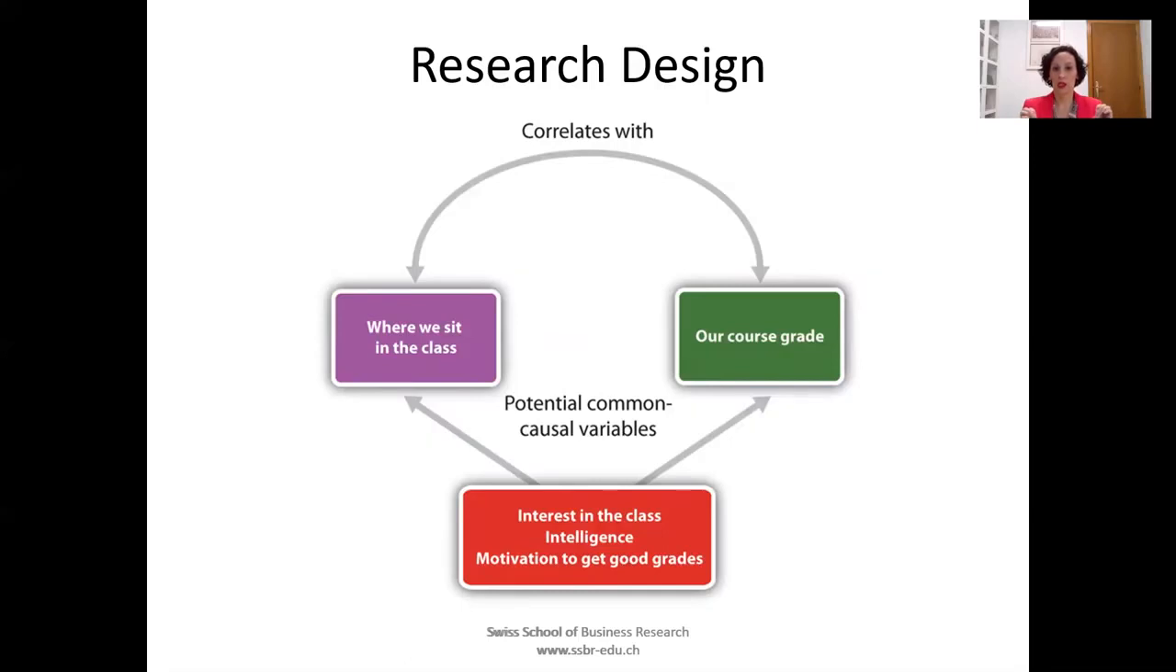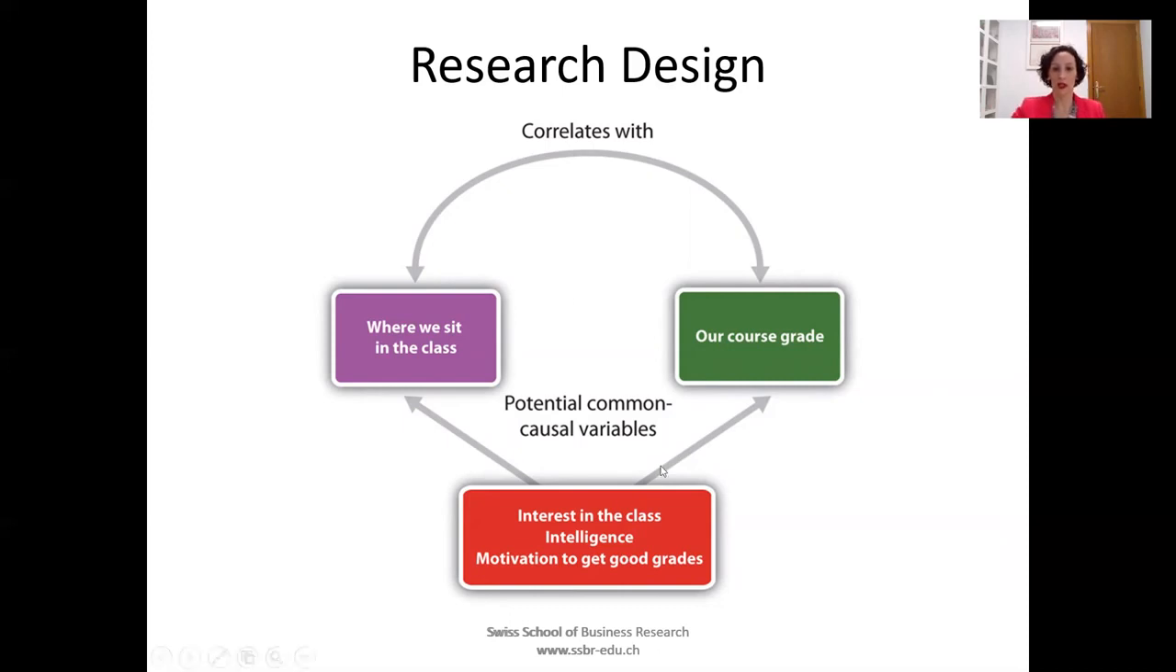So here, and this is a great map of this kind of correlational research design, we want to be able to determine if a student's interest in the class is related to where they sit in the class and the course that they are receiving. We want to know if the student's motivation will change, or if the interest will change, or if the intelligence will change depending on whether we sit them in the front or the back of the class, or whether we give them a 90 or a 65.